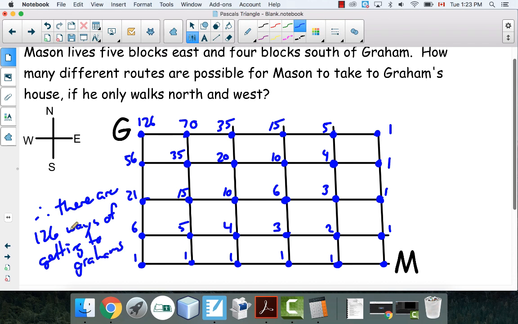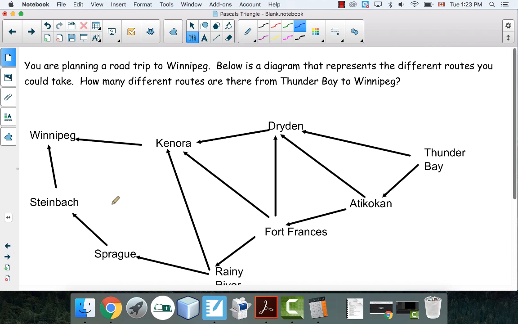Okay. Trying to speed this up here so it's a little bit faster. Okay, the last one. I'm taking a road trip to Winnipeg. Below is a diagram that represents the different routes you could take. How many different routes are there from Thunder Bay to Winnipeg? You really got to watch the arrowheads on this. You can't go backwards and things like that, so you got to watch the directions you're allowed to go. This is actually a very easy question.